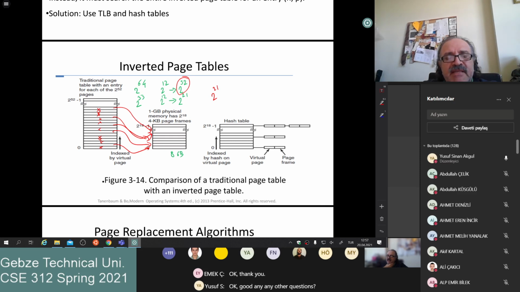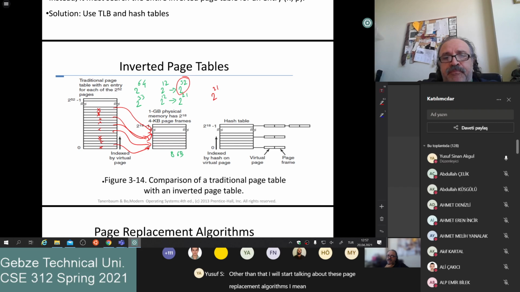So these are the basic approaches for keeping the page tables. TLB is definitely there. Keep reading about TLB for different processor types, especially for the Intel approach, and you are going to know more about them. That's one thing. Other than that, I will start talking about these page replacement algorithms.